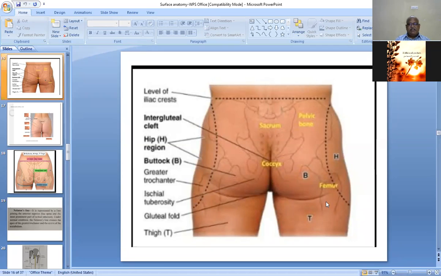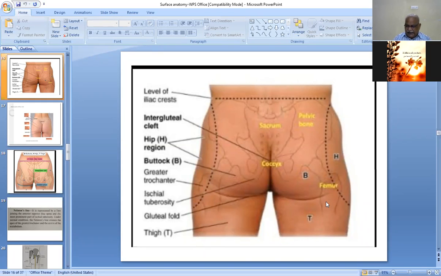What are the divisions of the back of the abdomen, lower part of the abdomen, and upper part of the thigh? Buttock region: what is the buttock region? You see this diagram repeatedly. With that, you cannot be confused about where the sacrum is present, where the coccyx is present, where the pelvic bone is present, where the femur is present. He has marked the underlying bones by a dark gray line. If you see the diagram carefully, you will get a clear-cut idea of what is the hip region, what is the buttock region, and what is the thigh region. It is a beautiful diagram.